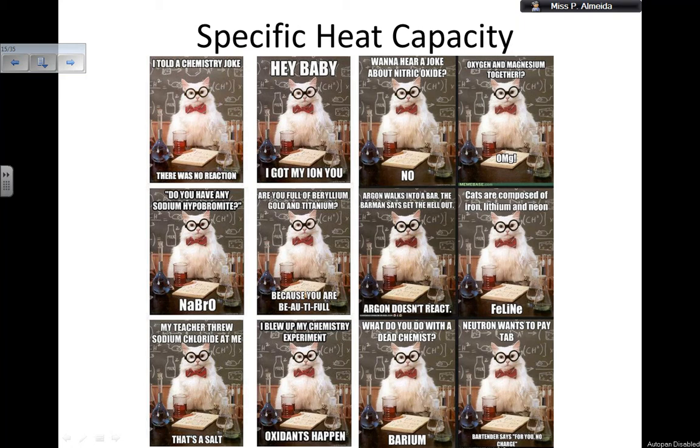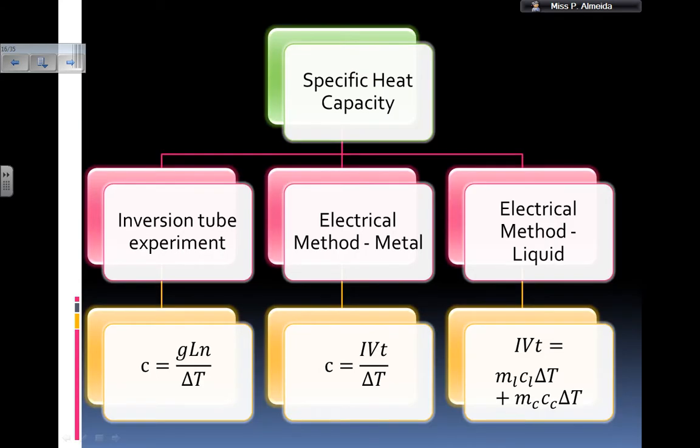Hello everyone, so I'm going to be doing another video, this time on specific heat capacity. You probably know something already about specific heat capacity. I'm going to give you not only the definition but also methods that you can use to calculate or measure the specific heat capacity of substances. There are three methods that I'm going to go through today.